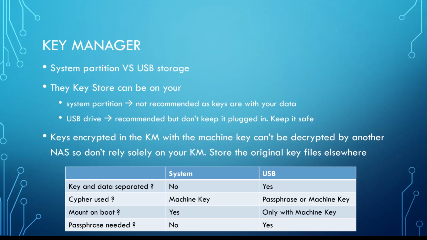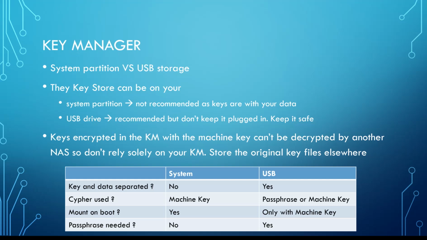Now, keys encrypted in the key manager with the machine key can't be decrypted by another NAS, so don't rely solely on your key manager. Store the original key files elsewhere, and you can have those original key files when it asks you to download the key file when you encrypt a folder, for example. So there is a little tab here, I forgot how to say it in English. Anyway, here you have a list of the differences between the system and the USB key manager.